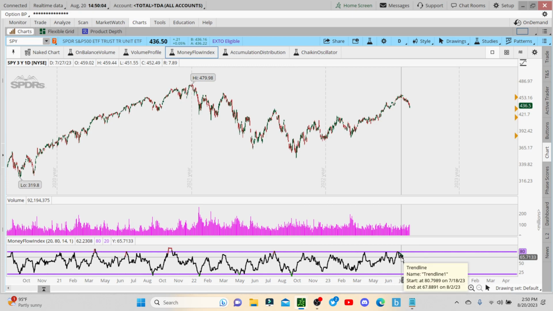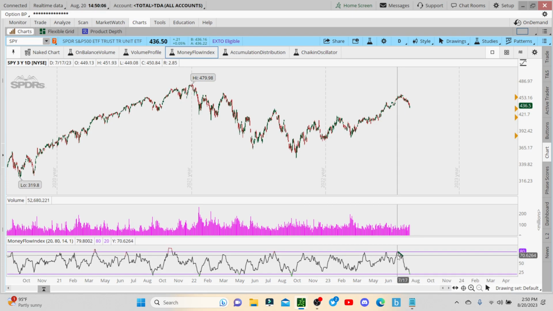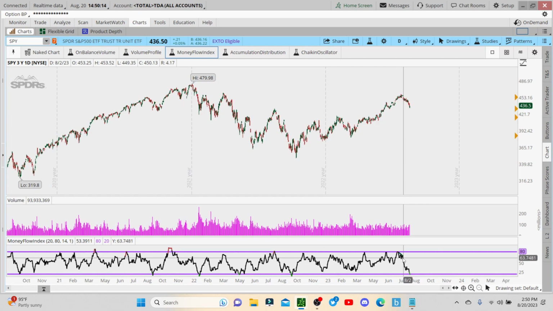We got our divergence at the top here where price action peaked, but has a lower high on the money flow index. So we're at this point right now where we're looking for a bounce. We're down in this oversold area.